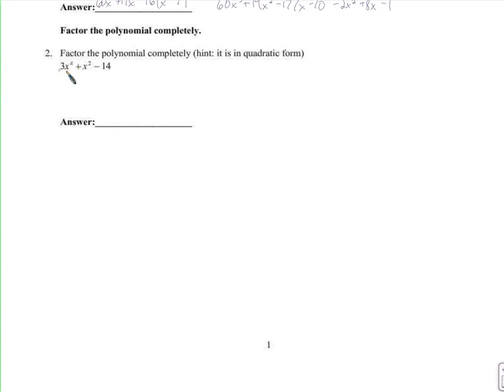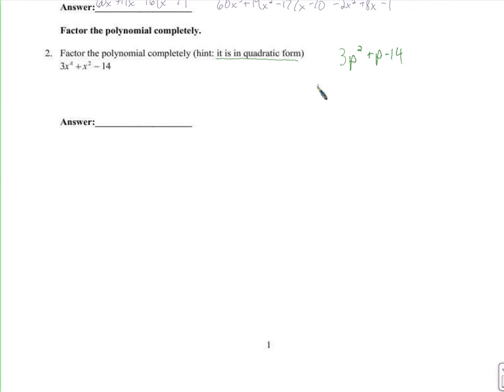We're going to factor this as 3x to the 4th plus x squared minus 14. And I said hint, it's in quadratic form. If I gave you 3x squared plus x minus 14, or maybe I shouldn't use x, I should use something else like p. 3p squared plus p minus 14. Okay, how would I factor this?